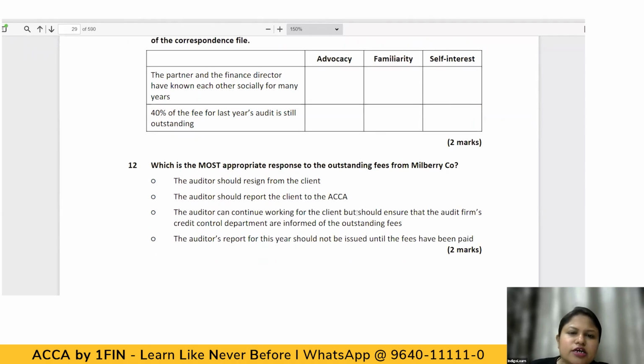Then, which is the most appropriate response to the outstanding fee from Milbury? The auditor should resign. No. Why will you resign? Everywhere they give the answer for resign. Resign is the last resort. The auditor should report the client to ACCA. No. The auditor can continue working for the client, but should ensure that the audit firm's credit control department are informed. Now, where we talk about all this: the auditor's report for this year should not be issued until fees have been received. Correct. This only will talk about independence. So do not release the audit report unless they have cleared the fees.